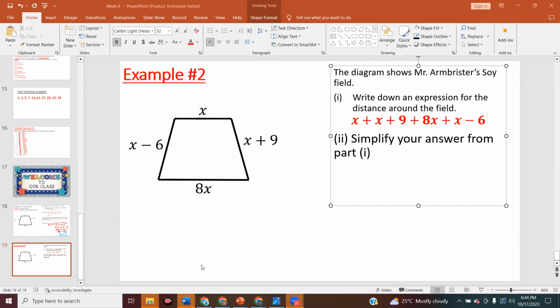Okay, so we want to write a simplified expression. I want you to simplify the same expression: x plus 9 plus 8x plus x minus 6. Where does the 3 come from? Okay, so we have 11x plus 3, 11x plus 3. That's what most persons have.